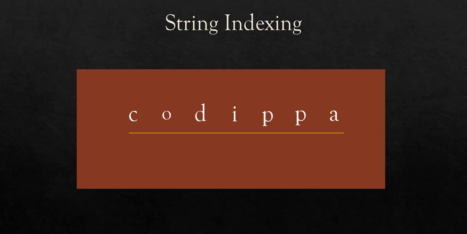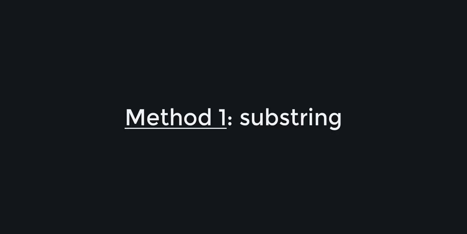JavaScript also supports reverse indexing, that is, indexing from right to left. First character from the right or end of the string has an index -1, second last character -2, and so on. Now let's jump on to learn methods to get substring in JavaScript.